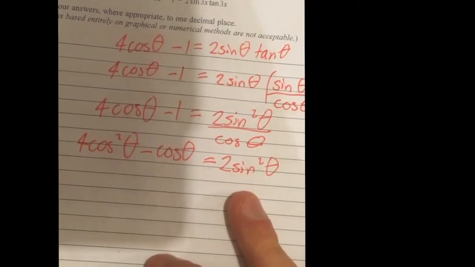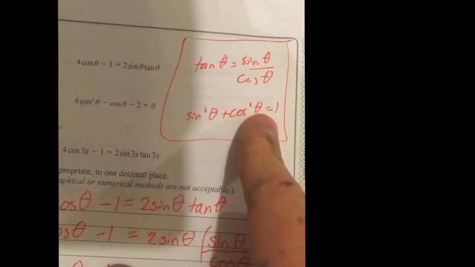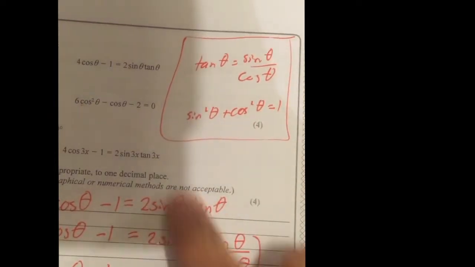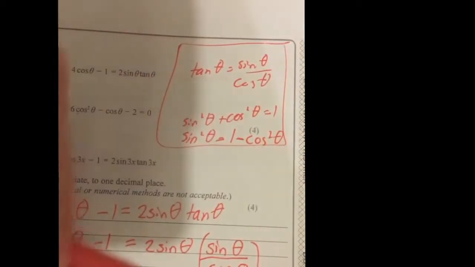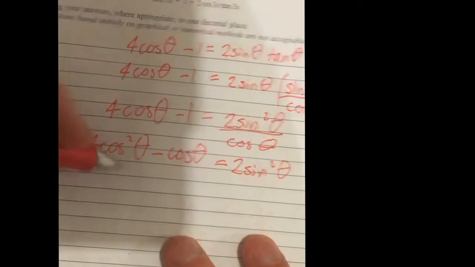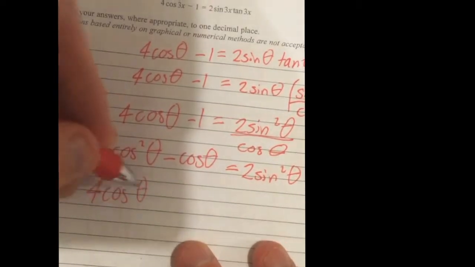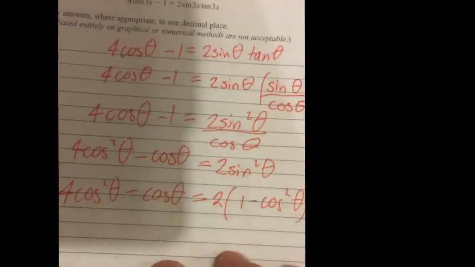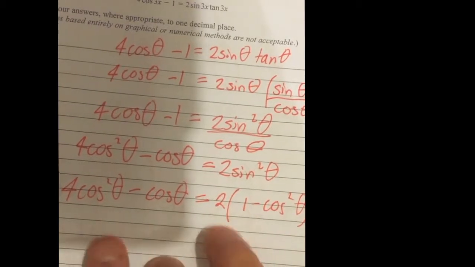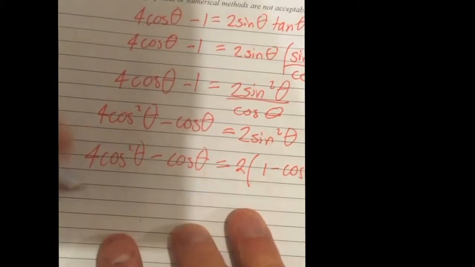So I'm going to use my other trig identity, sine squared plus cos squared is 1. And we can think about rearranging this to find out what sine squared is in terms of cos squared. So sine squared theta equals 1 minus cos squared theta, so subtract this cos squared from each side. We can put that in as sine and then solve it. So this will become 4 cos squared theta minus cos theta equals 2 lots of 1 minus cos squared theta, like that. Expand this bracket, get it all on one side, and we've got a quadratic to solve.